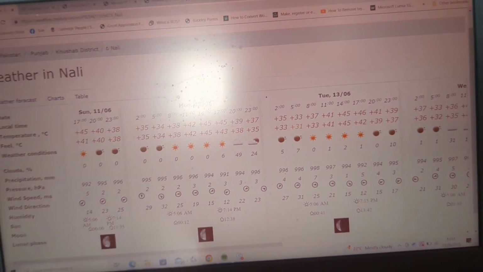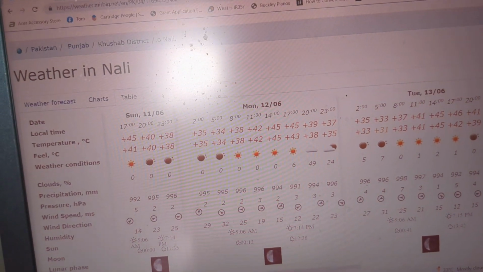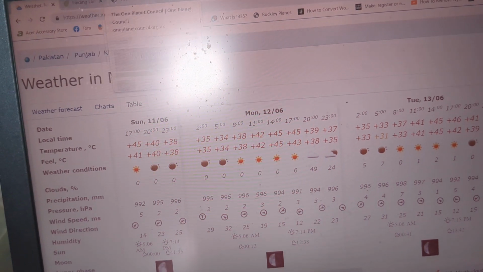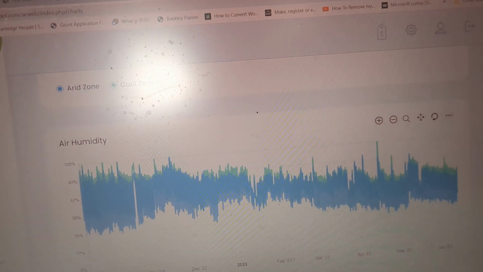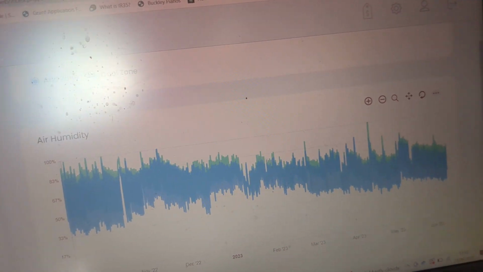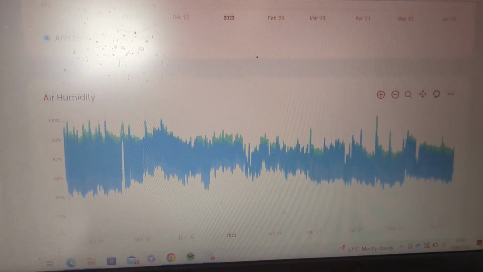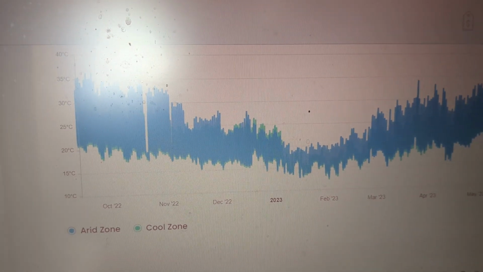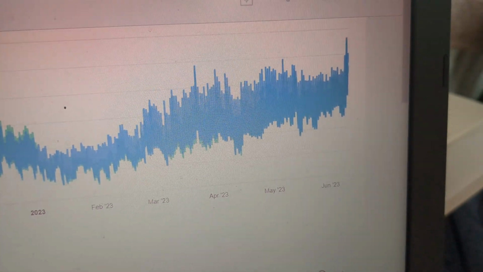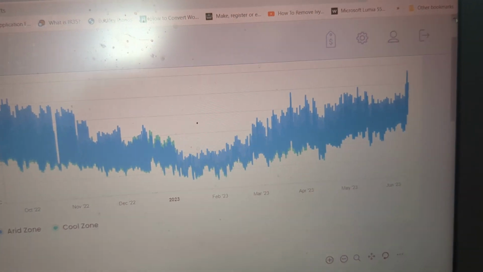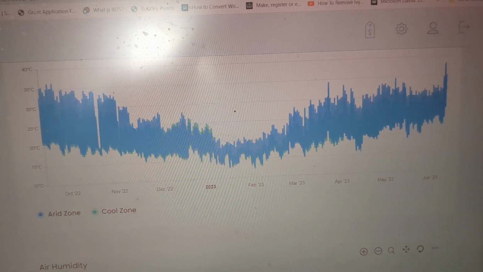I was going to look at the history of temperature in the terrarium through my IBBot sensors, and so this is from October last year up until now, which is June 23. So we can see that there has been a sort of a climate going on.